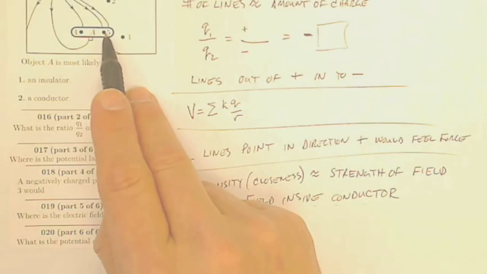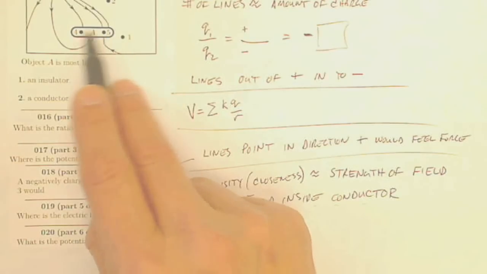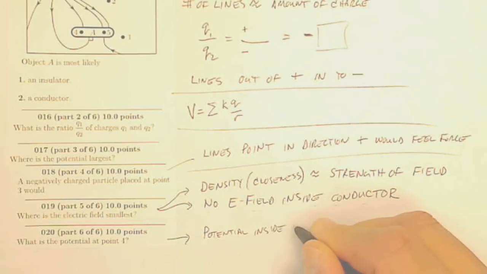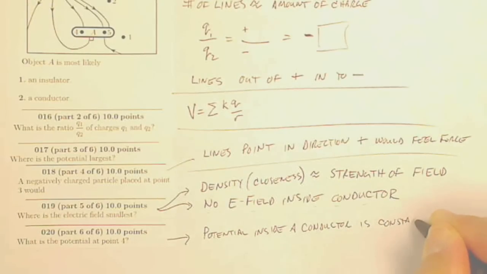So since there's no electric field inside the conductor, I know that the potential has to be the same anywhere within a conductor. The potential inside a conductor is constant because there's no E field to cross. So potential inside a conductor is constant. So that should tell you that 4 and 5 are going to be the same.